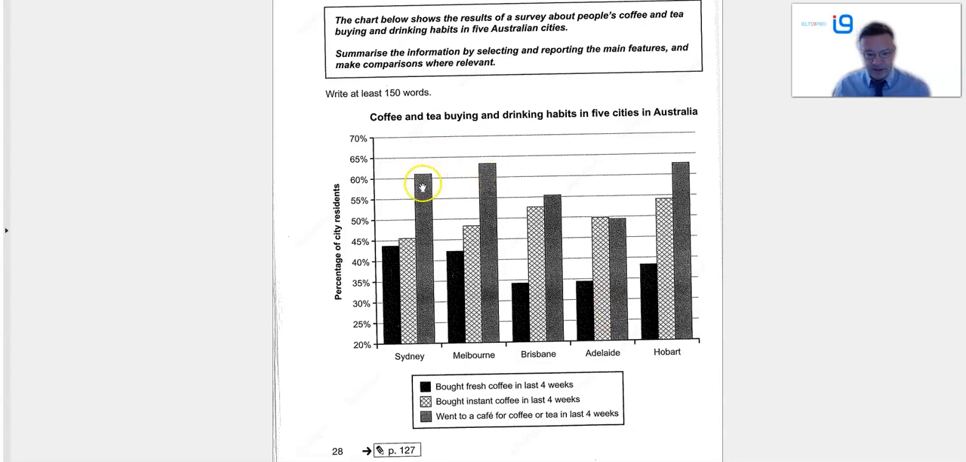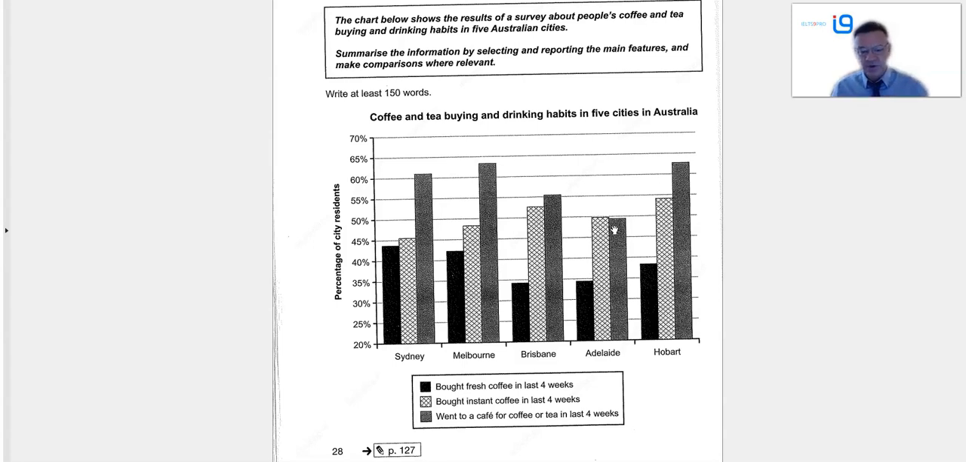this dark one here went to a cafe for coffee or tea. We can see that 4 out of 5, that's the number 1 habit. Yeah, they go to a cafe for coffee and tea, easily, by some way in those 3, but still, we've got 4 out of 5, that's the main thing. They go to a cafe. So that's the first feature, with 1 exception in Adelaide. So that's what you need to mention. 4 out of 5 is this.